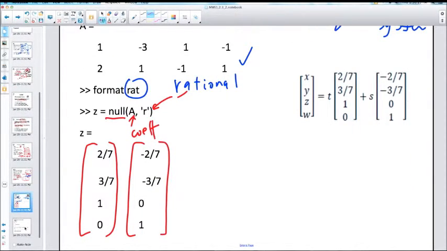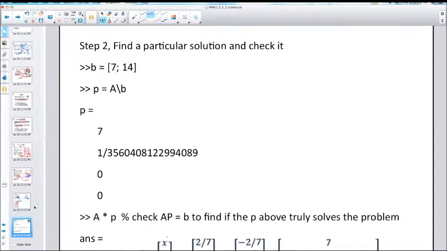What's next? Next, you're going to find one particular solution with the right-hand side B equal to 7 and 14. Basically, you ask the computer, could you find me just one solution? You have infinitely many, find me one. Make this solution pass the point 7 and 14.